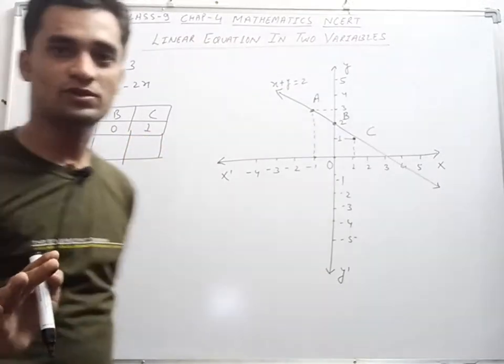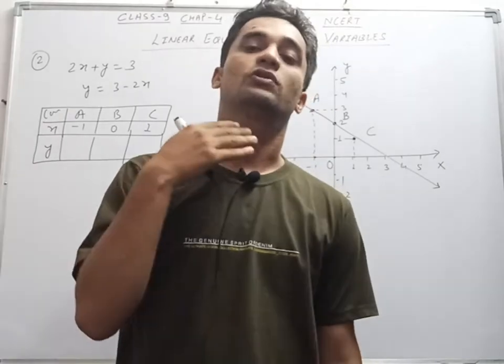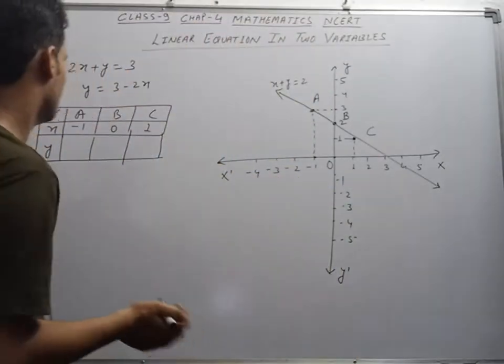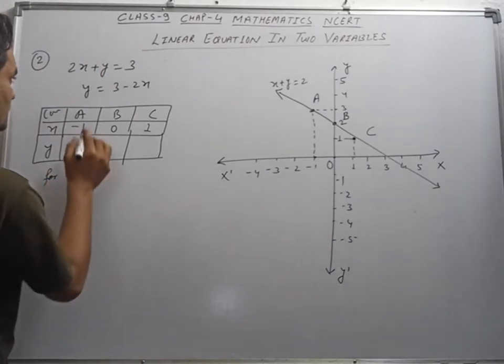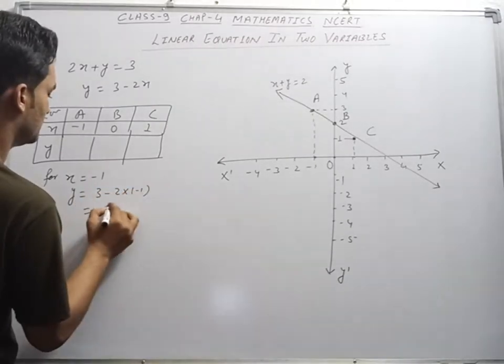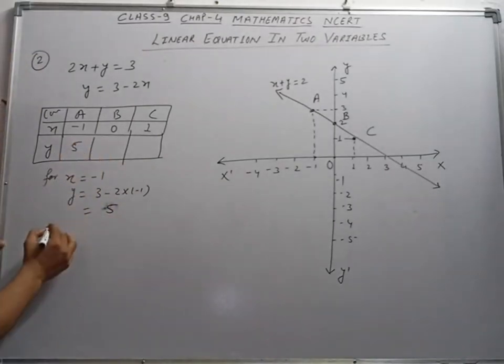It is not compulsory to take minus 1, 0 and 1 in every case. I am taking these, but you can take all positive values, you can take all negative values. Okay, so don't be confused. So now for x equal to minus 1, y must be 3 minus 2 into minus 1, that is plus 5. Minus minus plus, 3 plus 2 is 5, so this is coming 5.